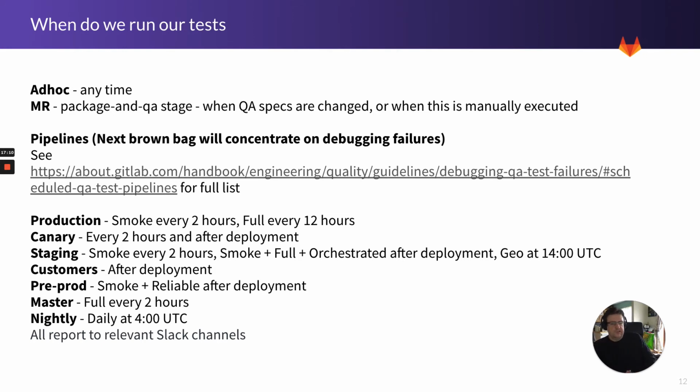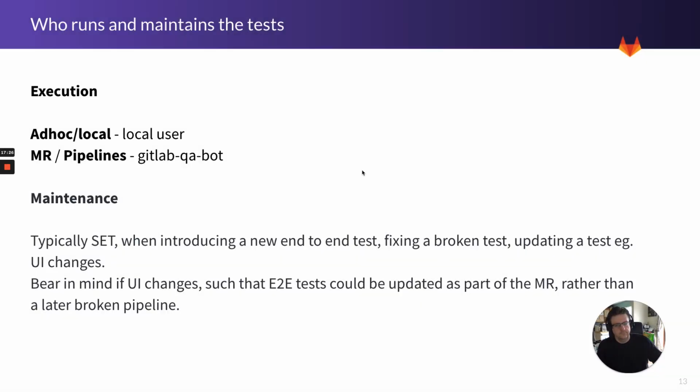The quality team just does have a rotation where there will be a DRI, primary and secondary, between two time zones every week, who will review pipeline failures, so they are being constantly monitored. So who runs the tests? Running locally, your local user. If your instance has a different username or password from the usual, then GitLab underscore username and GitLab password would need to be specified.